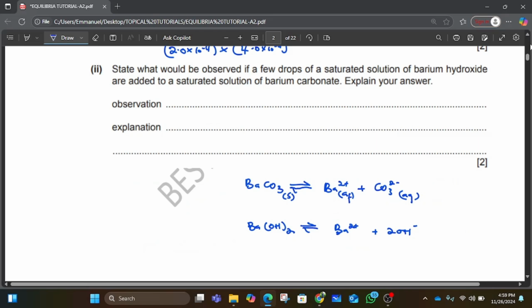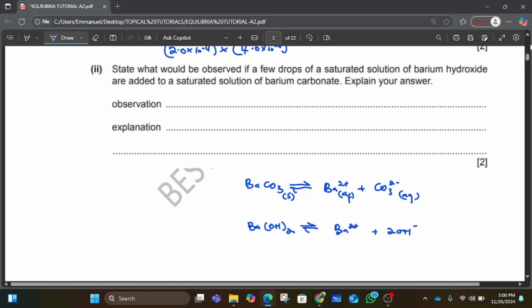II. State what will be observed if a few drops of a saturated solution of barium hydroxide are added to a saturated solution of barium carbonate. Explain your answer. So what will be the observation and what will be the explanation?